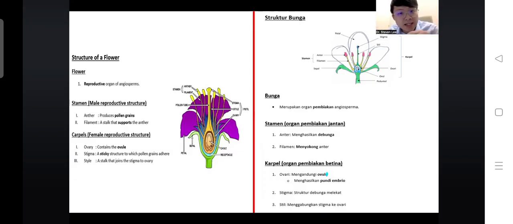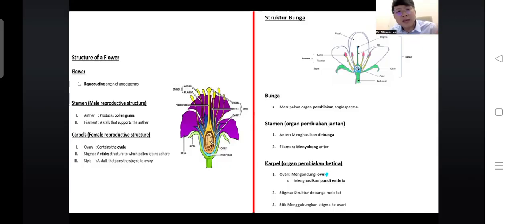Pollination and fertilization, are they the same? What do you think? Guess. If you don't know, also guess. Pollination and fertilization are different. Pollination, in Chinese, how do we call it? 播种. So pollination means the pollen grain from the anther is transferred to the stigma. That is called pollination. Pollination doesn't mean fertilization.